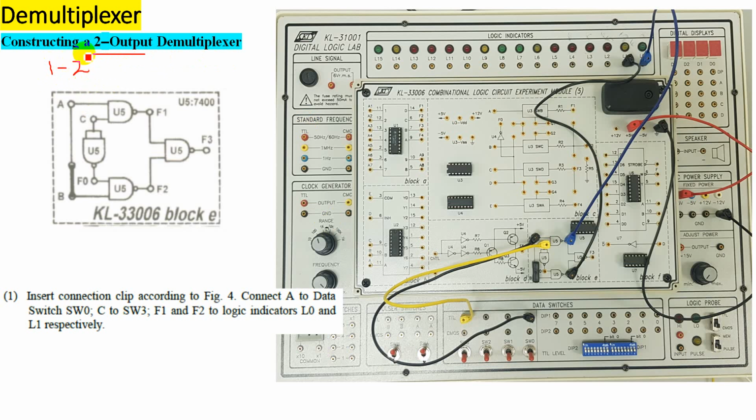Secondly, how many selection lines do we have? Simple, it is 2 power 1 basically. So I have one selection input line, 2 output lines and a single input line. So one data input line and one select input line.